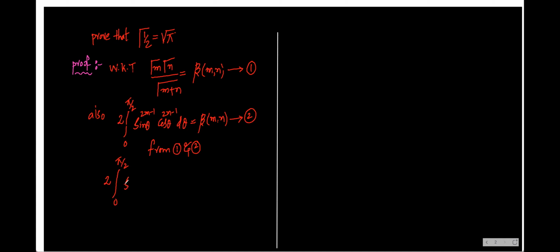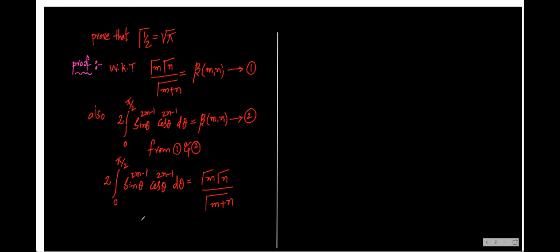Integral from 0 to pi by 2 of sin theta to the power of 2m minus 1 into cos theta to the power of 2n minus 1 into d theta is equal to gamma of m into gamma of n divided by gamma of m plus n. So now we have a special substitution, with the help of that we can easily prove it.